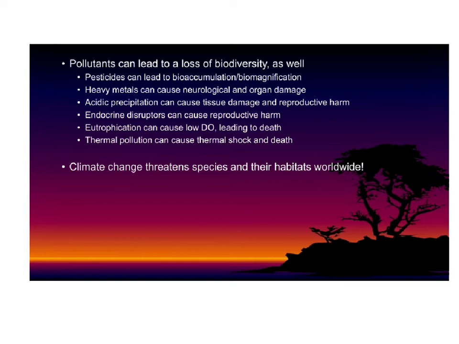Eutrophication can cause low dissolved oxygen, which leads to species death. Thermal pollution can cause thermal shock and directly can cause death if the temperature swing is too great. And last but not least, climate change threatens species and their habitats worldwide.